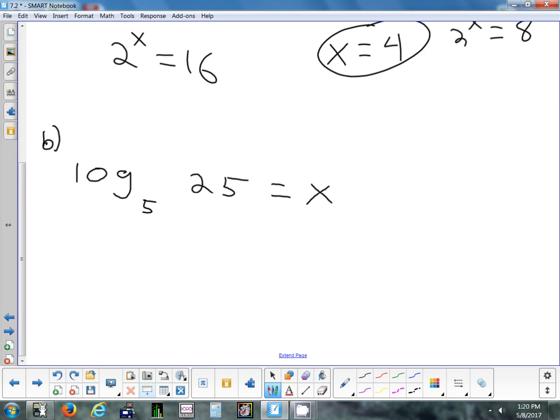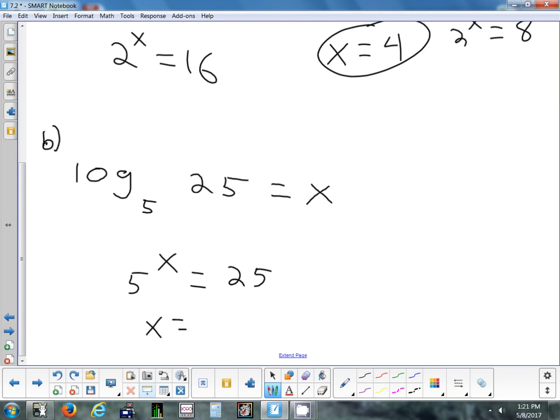Okay, what's my base here? 5. 5? How about my exponent? 25, no, x. Remember, the logarithm always equals the exponent. And 25 goes on the other side. Okay. Is 25 a power of 5? Yes, then this should be easy to do in our heads without a decimal.